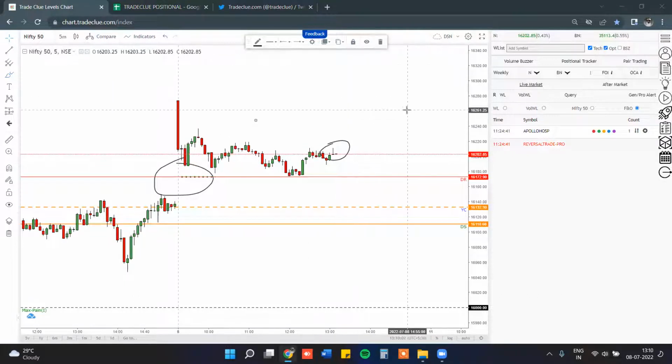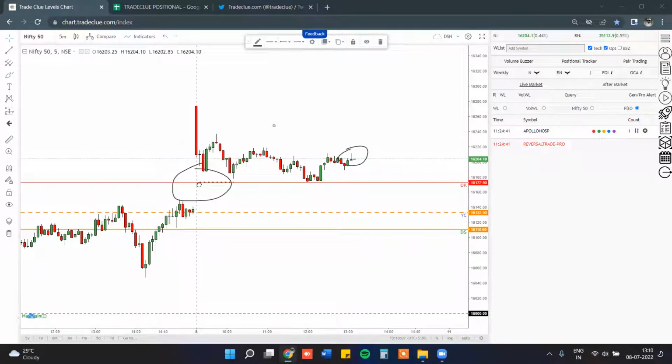So basically, green dots or red dots. Green dots are simple. Green dots are buying pressure. So these are basically live market OI.